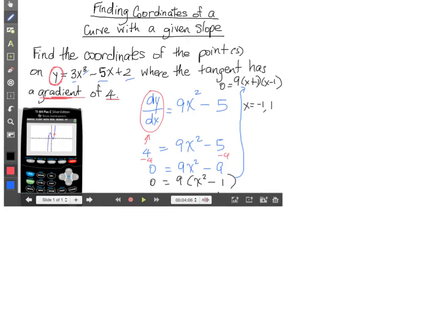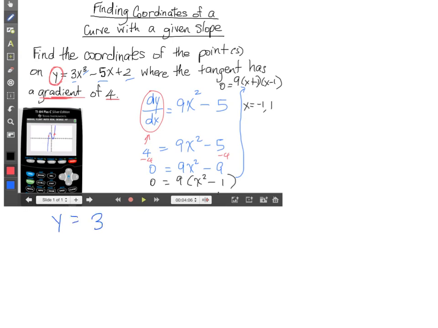Okay, so far from the work we've done, we know that when the gradient is 4, our x values, or x coordinates, are -1 and 1. We looked at the graph to see where that could possibly be, but that's not enough to estimate where the y coordinate is.